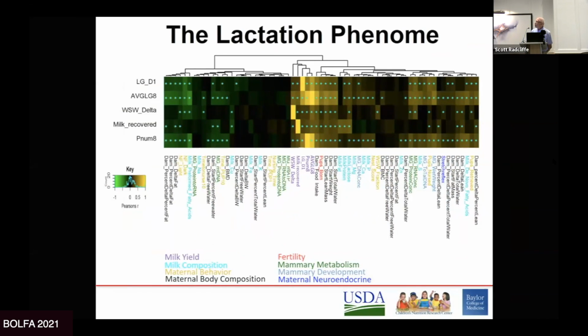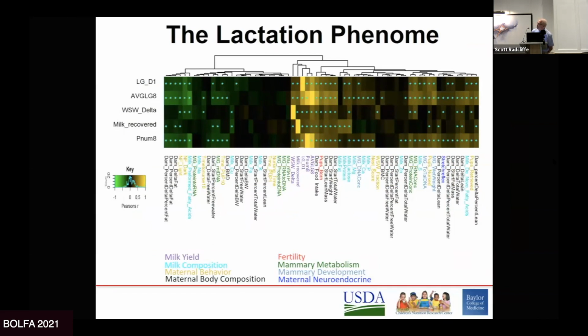Okay, so what this heat map then shows is the collection of all of the maternal traits that we've measured in this study. On the y-axis are our proxies for milk production. There's litter gain during the first day, an average gain over 8 days, a weigh-suckle-weigh measurement, how much milk we could recover, and then lastly was just how many pups survived that first 8-day period, because in some of the low lactation strains, pup viability could be an issue.